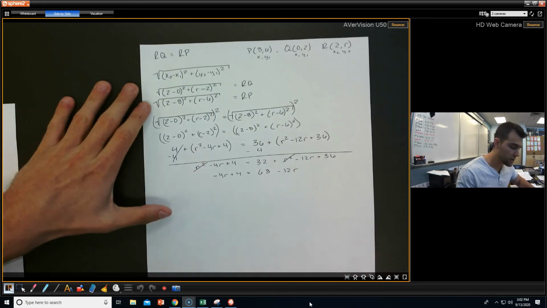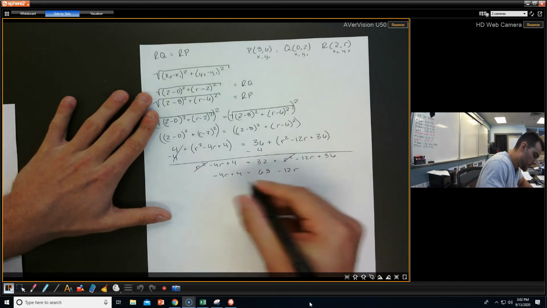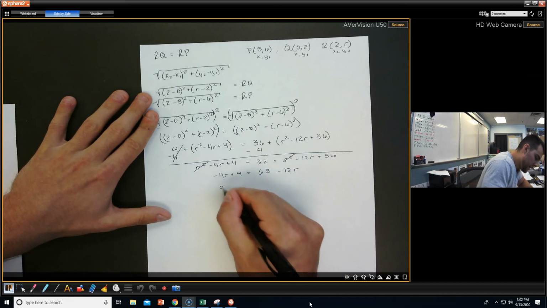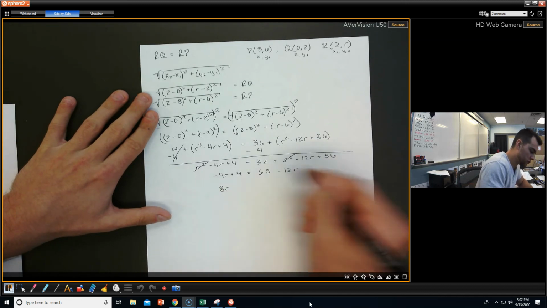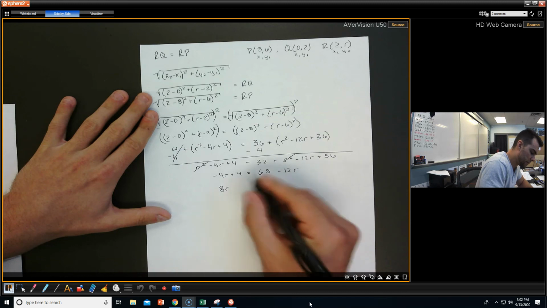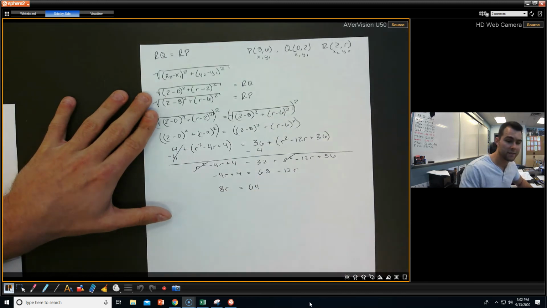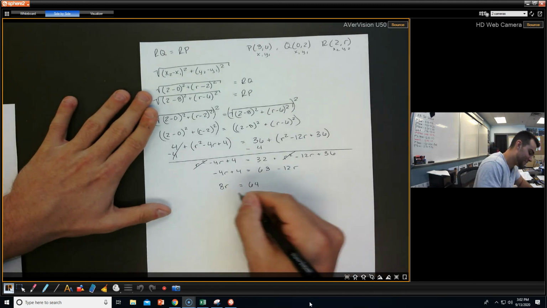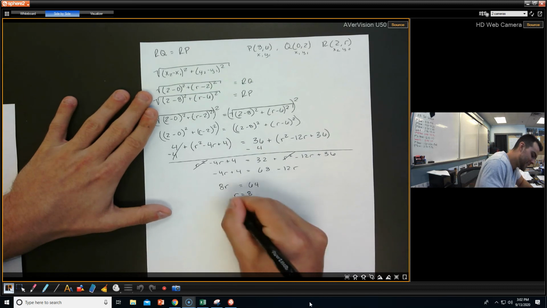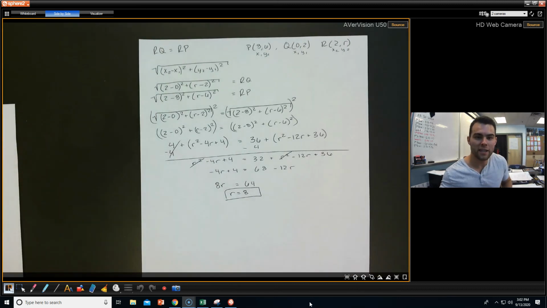Alright, so far so good. I'm going to add 12r to both sides, so I'm going to get 8r, and then I'm going to subtract 4 from both sides, so I'm going to get equals 64, and look at that, after I divide both sides by 8, r equals 8. Oh, there is a light at the end of the tunnel after all, right?